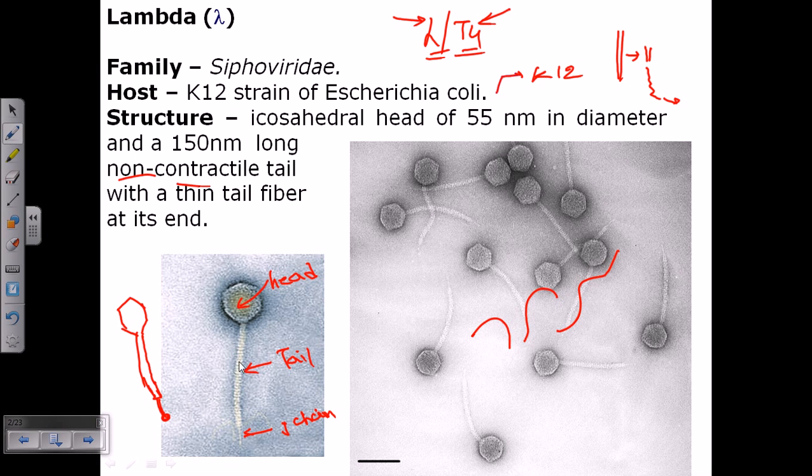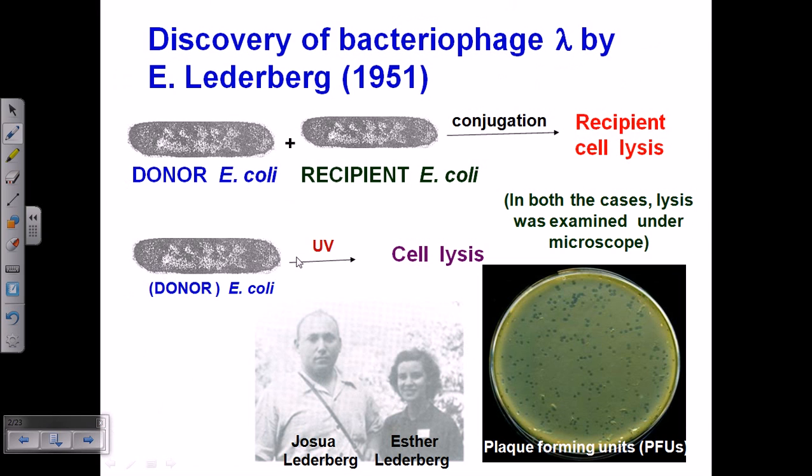Okay, and this tail is made up of two important organizations. One is the circular rings, and inside you have a hollow chamber, right? If you look at the discovery of Bacteriophage lambda, it was by Esther Lederberg, and here is Joshua Lederberg. Regarding lambda biology and lambda molecular biology, these two people provided most of the important experimental results.